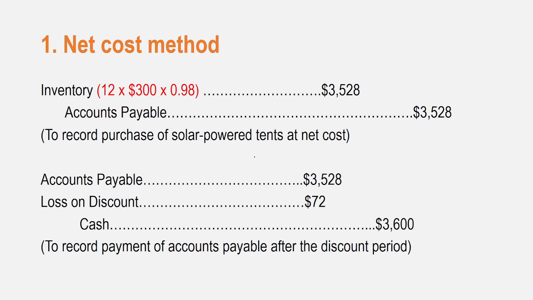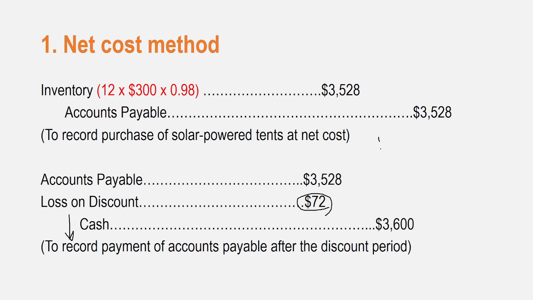However, since Adventure Travel Gears missed the discount period, they had to pay the full price of 3,600. To record these payments, they debited the accounts payable account for the full amount, and additionally they debited the loss on discounts account for $72, representing the discount that was missed due to the late payment. On the credit side, they credited the cash account, reflecting the cash payment and cash outflow. So a loss on discount takes place of $72.